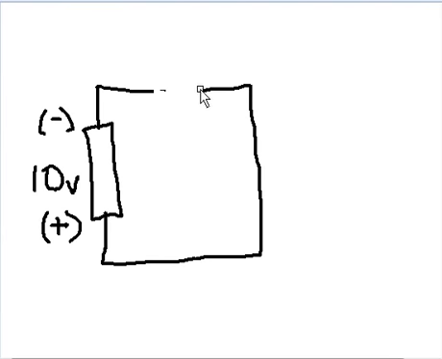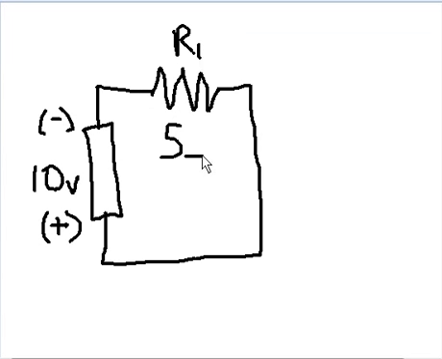I also have a resistor in here. Let's draw that resistor. The schematic diagram has a resistor looking something like that. Okay, let's label it resistor 1. Resistor 1 has 5 ohms. Now I know the resistance, it's 5 ohms.